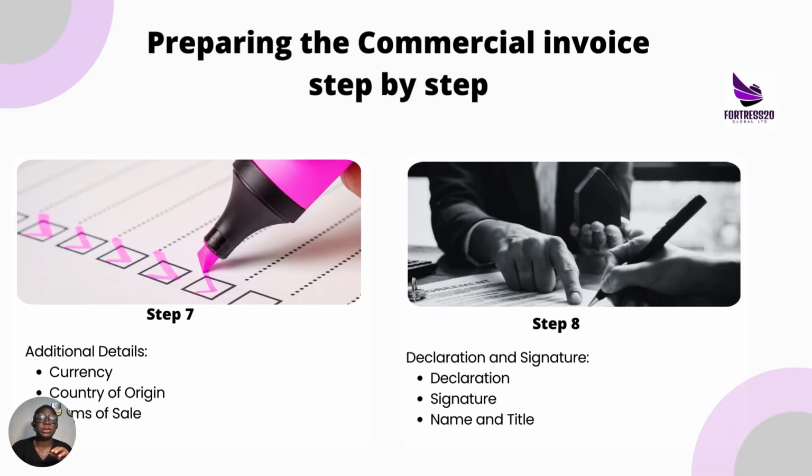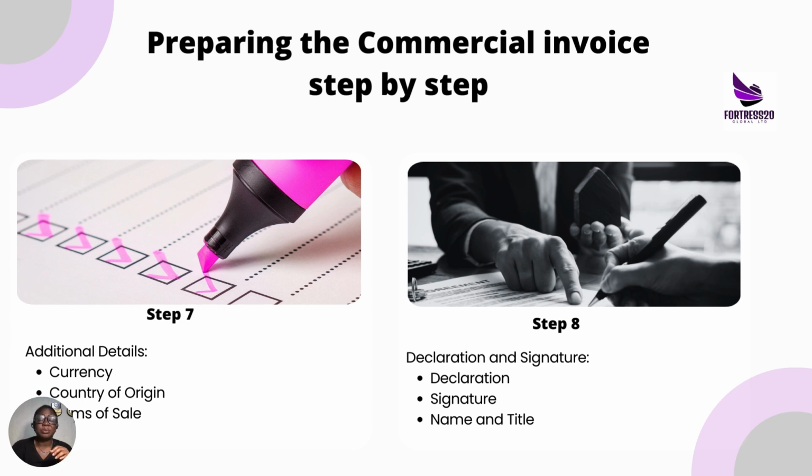The next step, which is the seventh step, is to add additional details. What currency is the invoice denominated in? Where is the country of origin that the goods are being manufactured or originated from? What are the terms of sales, which means the Incoterms, FOB, CIF, or CFR?